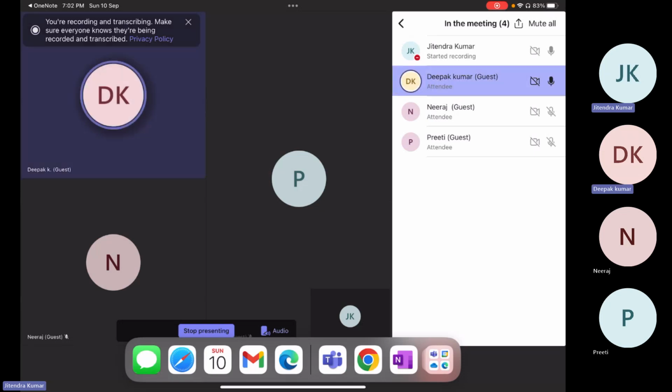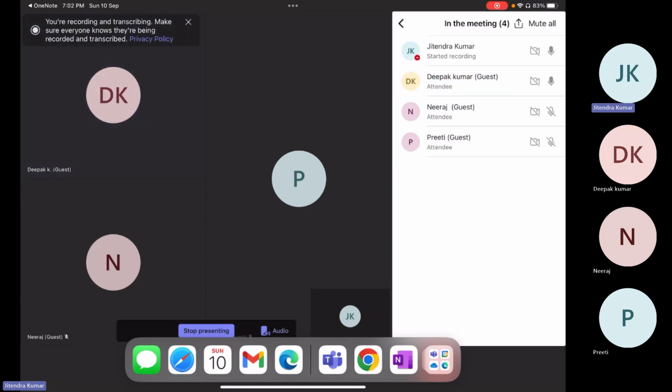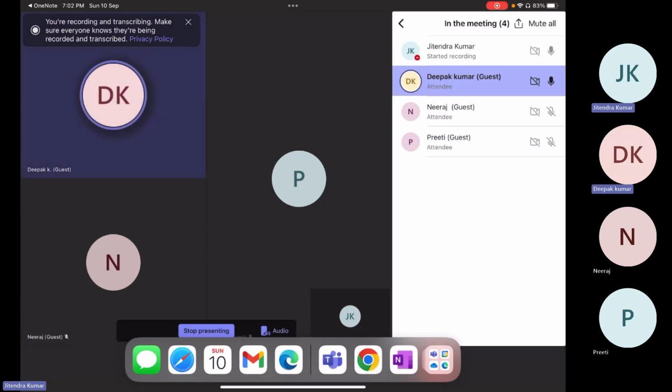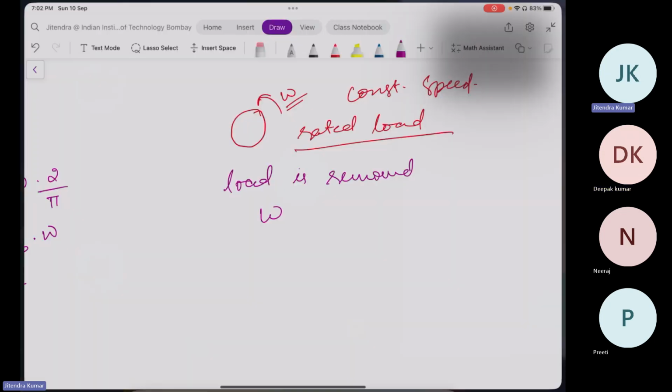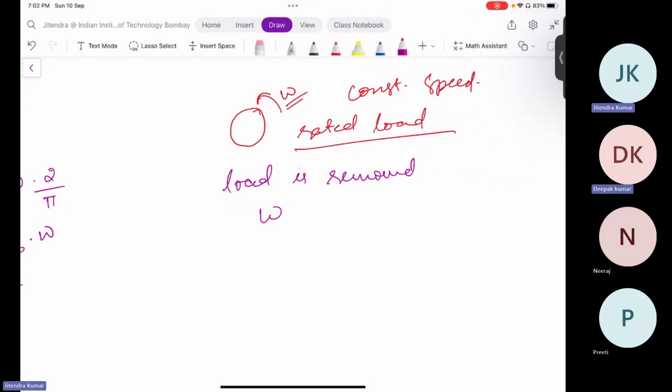Sir, we have removed the load but not the supply. That is correct, here you are correct. So, sir, speed will increase, omega will increase, I think. Yeah, that's what I wanted to hear. So omega will increase. As you remove the load, your speed will increase.